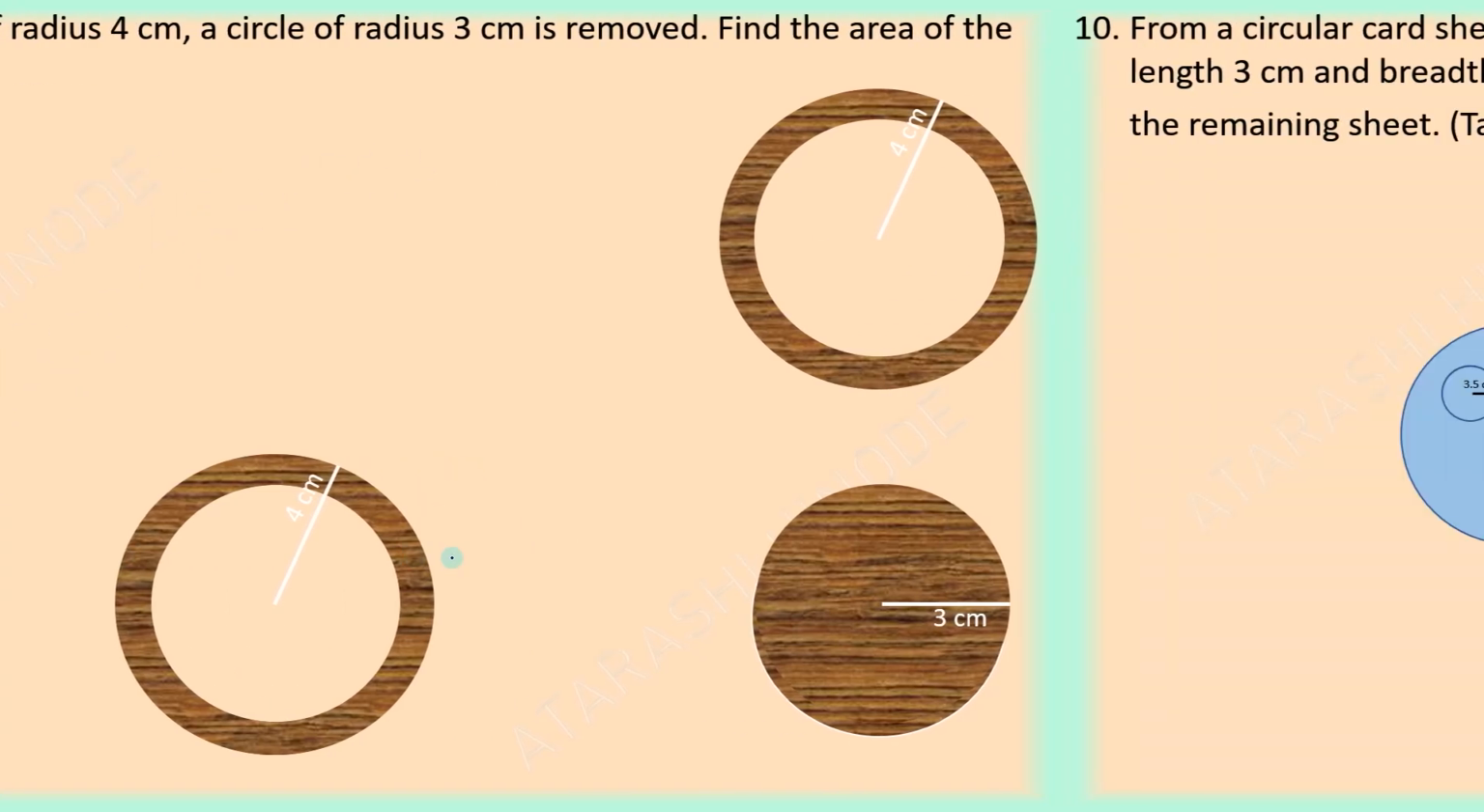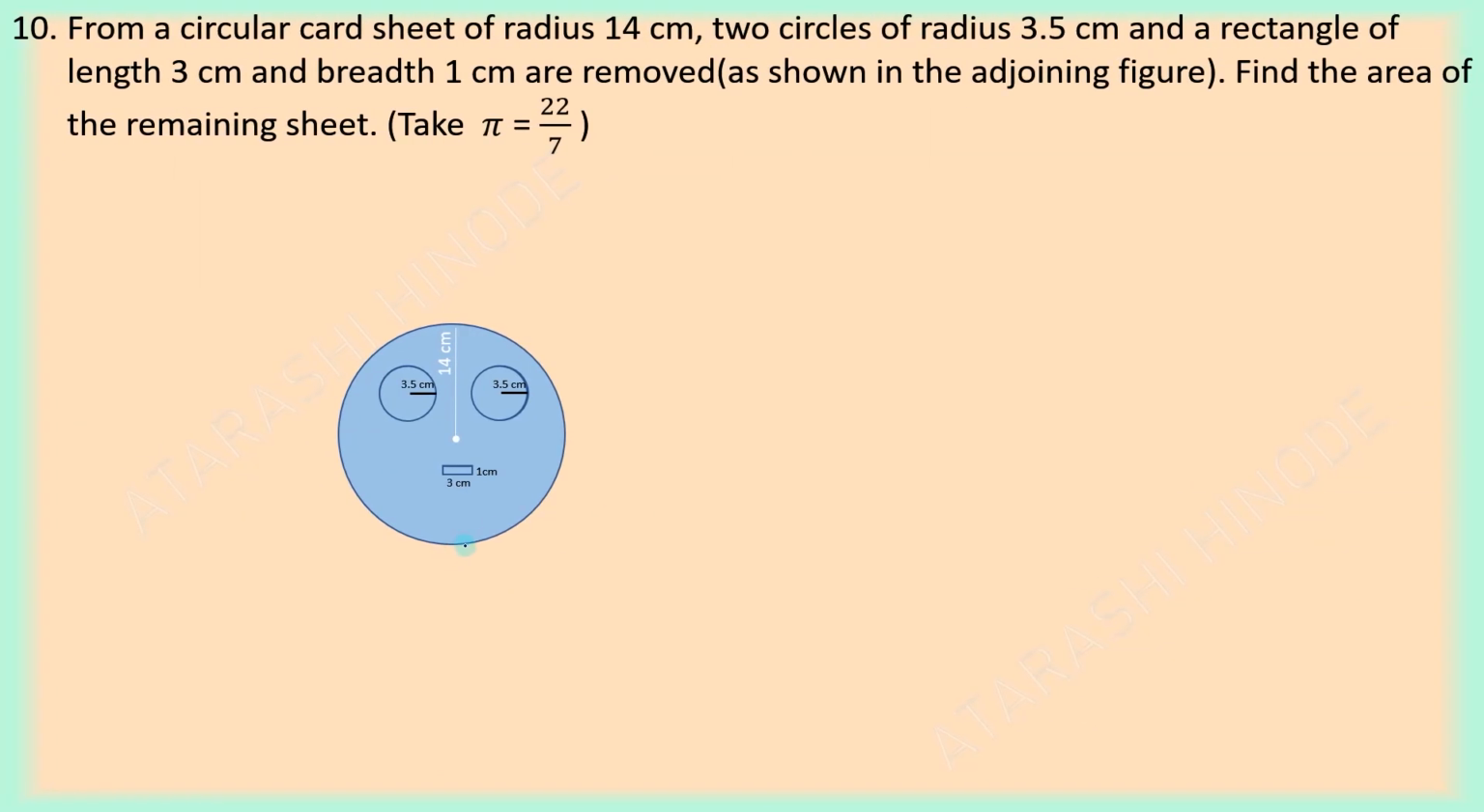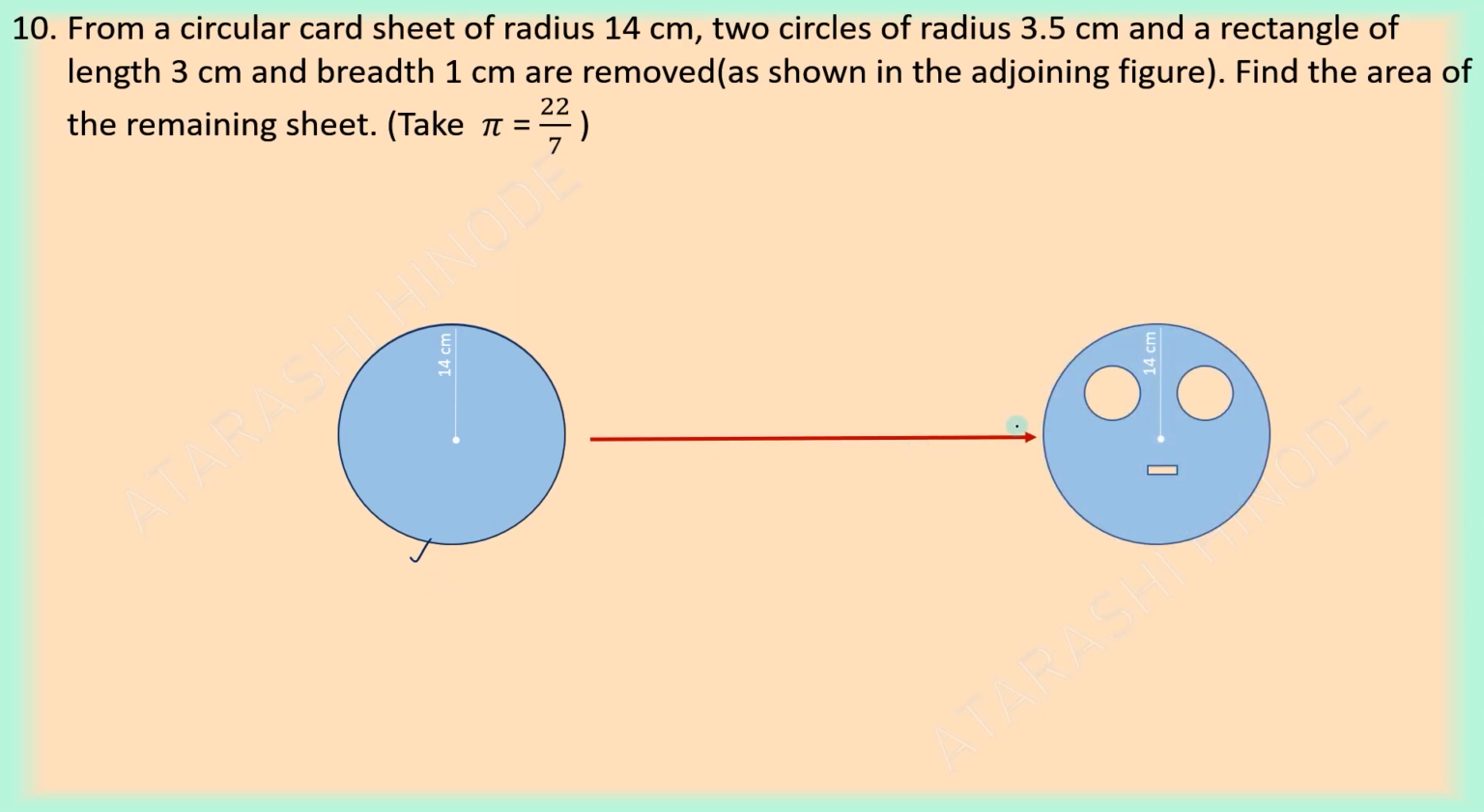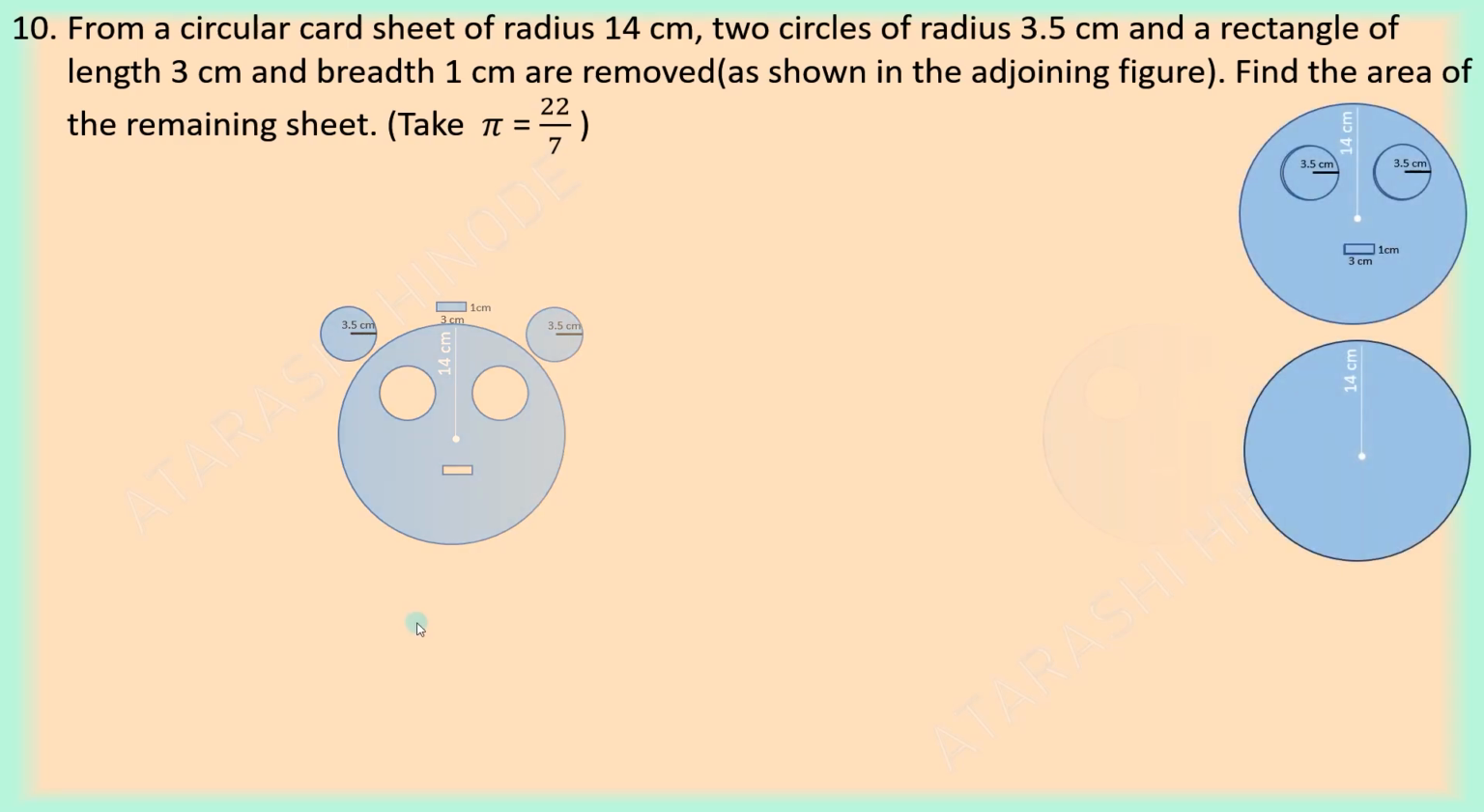So, here also we will do the same. That is, first we will find the area of this circular card sheet. Then, for getting the area of this remaining sheet from the area of this circular card sheet, we have to subtract the areas of these three figures. Now, let us solve.